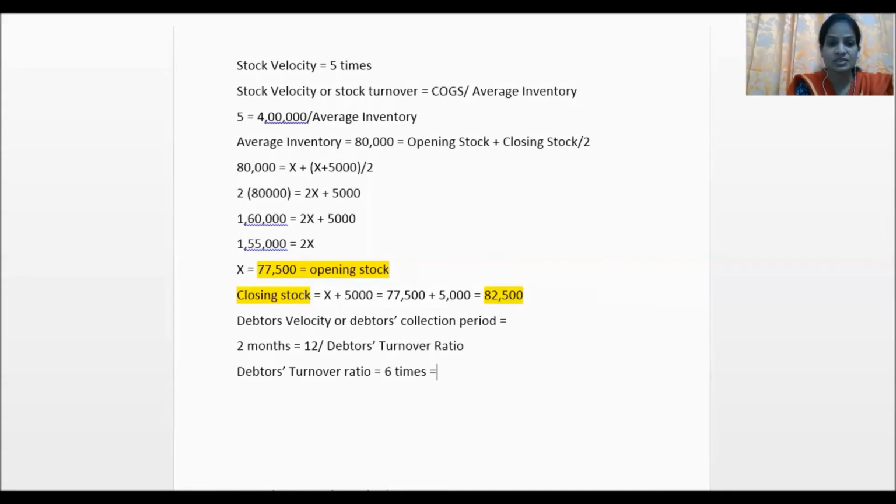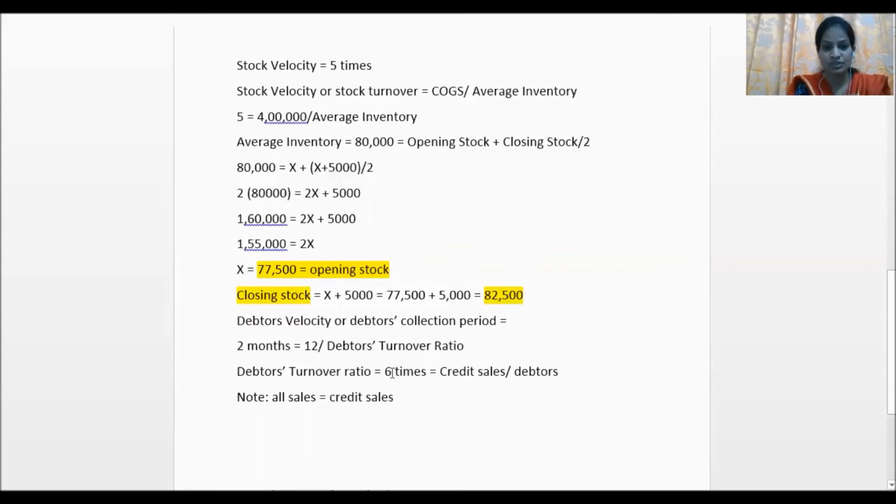Now debtors turnover ratio, we have the formula: credit sales upon average debtors. In this case, we cannot calculate average debtors, and that's the reason we are going to consider only closing debtors. So instead of average debtors, I'm just saying debtors. Credit sales, exactly we don't know. We only know sales, so we have to write one note. We are going to assume that all sales are credit sales.